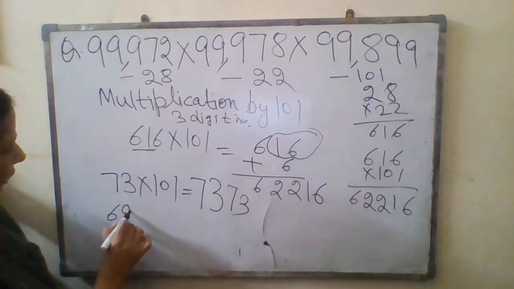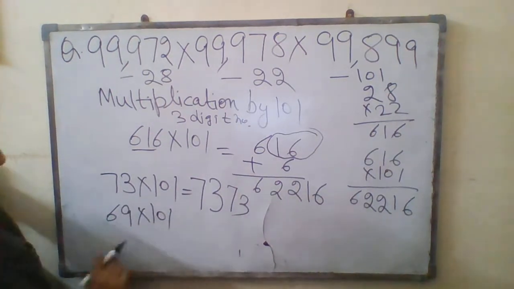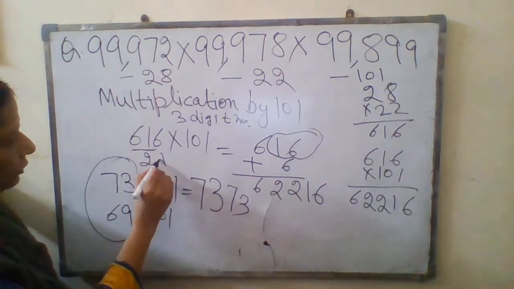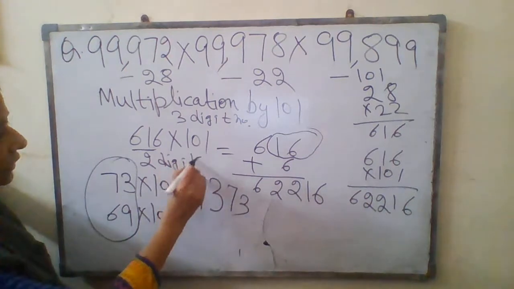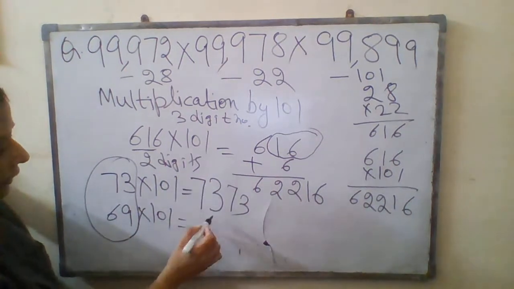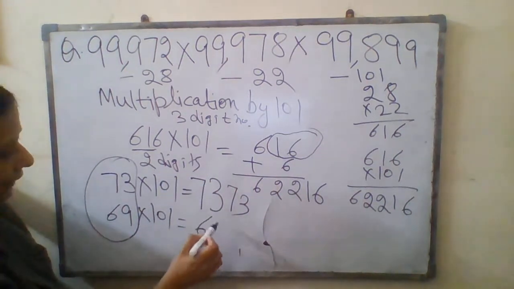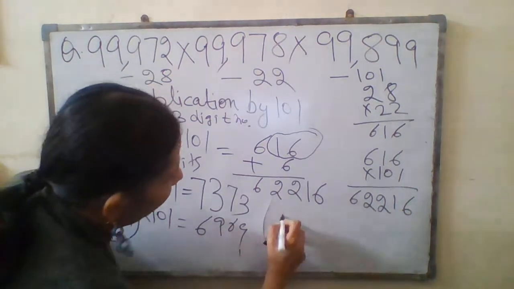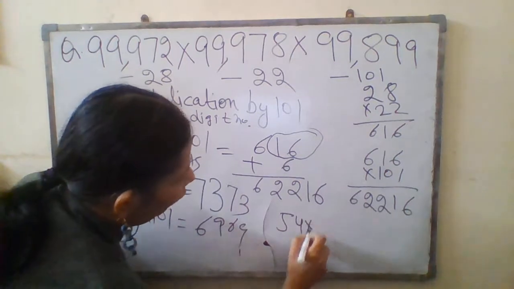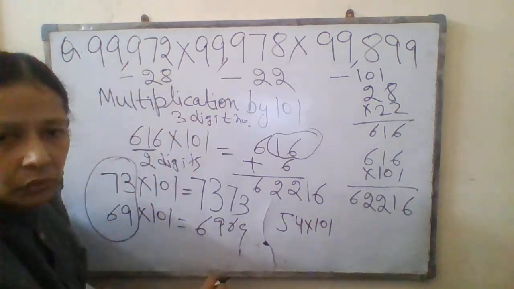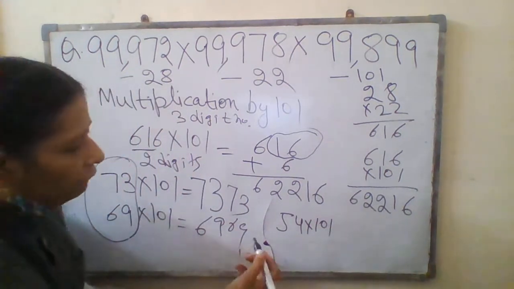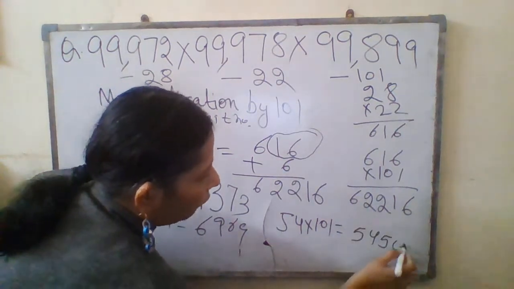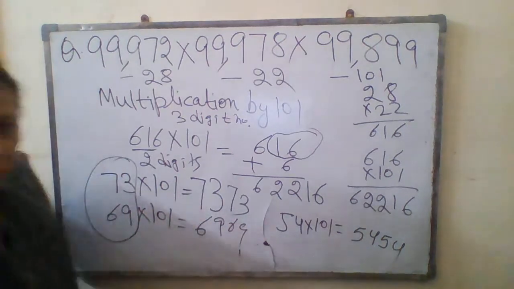If I tell you 69 multiplied by 101. See, these are 2 digits. Okay, 2 digits. You see, these are the 2-digit numbers. So what will you do here? You will write down the number twice. 6969. Okay. Another example I am taking with you. If I say 554 multiplied by 101. So what will you do? You will write down 54 two times. Okay. 5454.